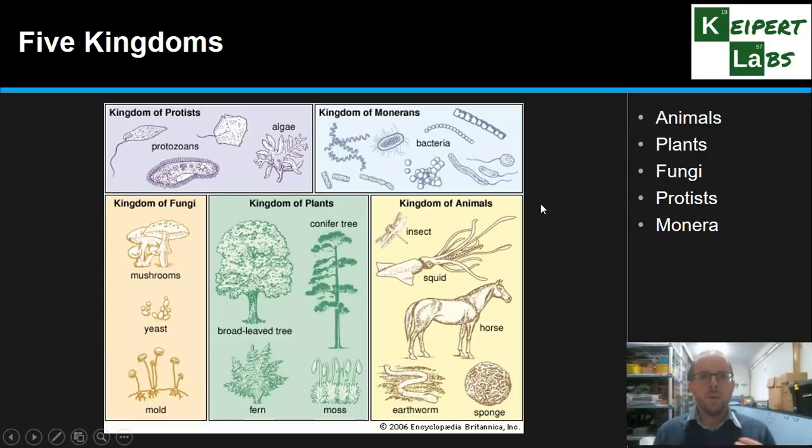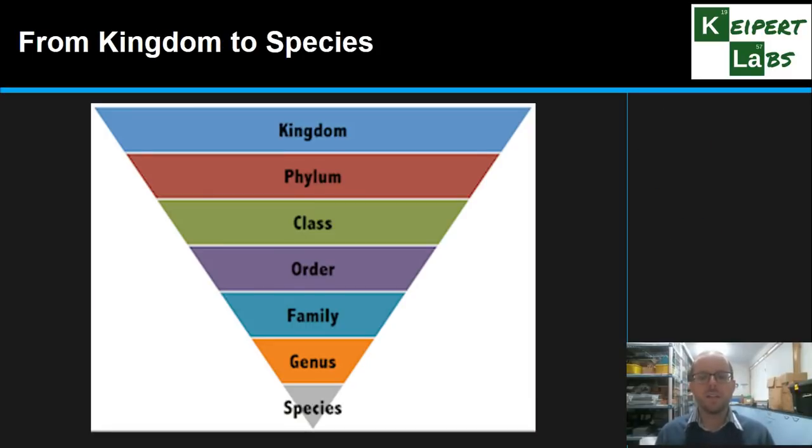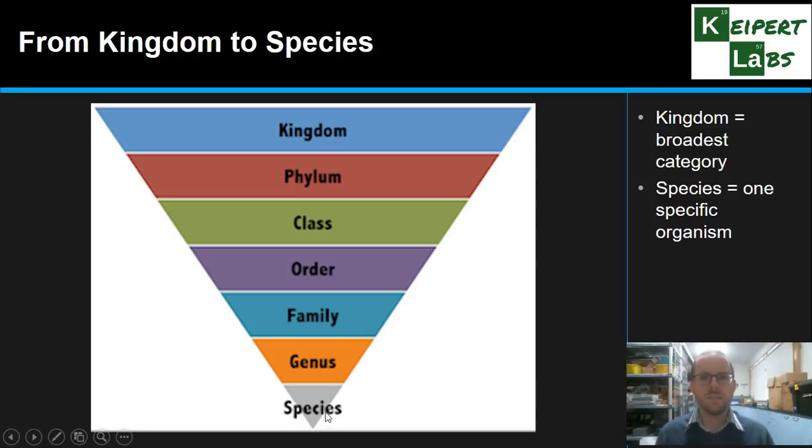Okay, but we're trying to identify and categorize every living thing. We've got to start from a broad level, but we can't just stay there. So what we have is this system moving from this broad level of a kingdom all the way down to a specific living thing, which is the species. Okay, so we're kingdom, phylum, class, order, family, genus, and species. So you can see as we go down the pyramid that we're narrowing down to one specific thing at the bottom.